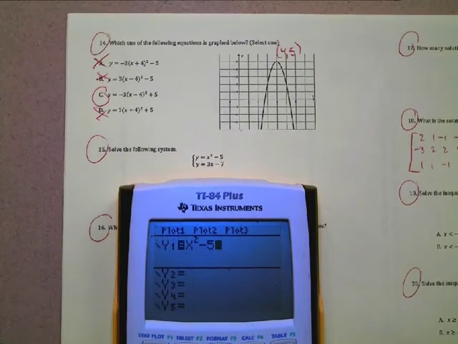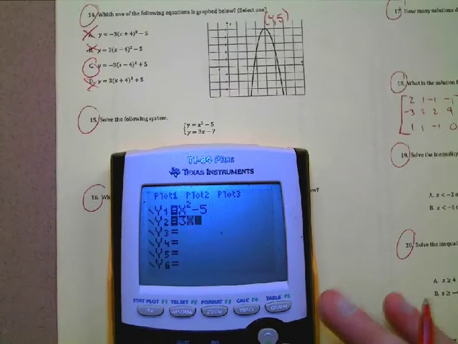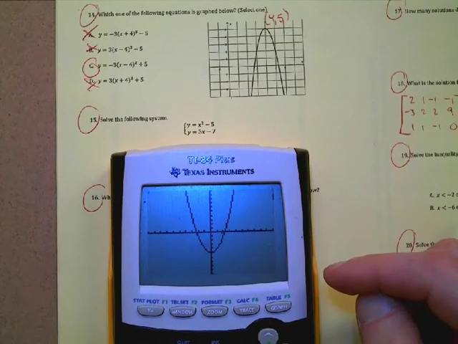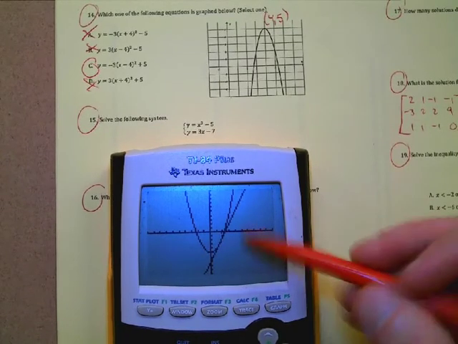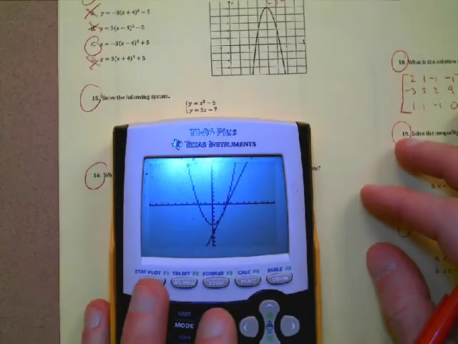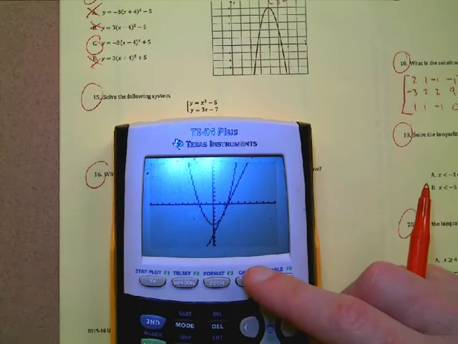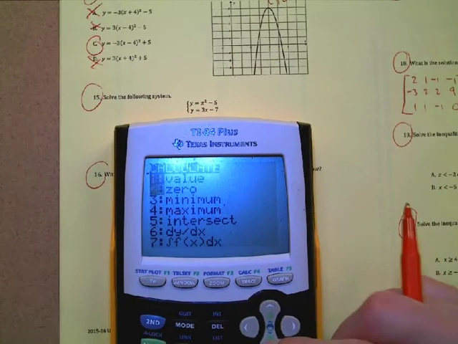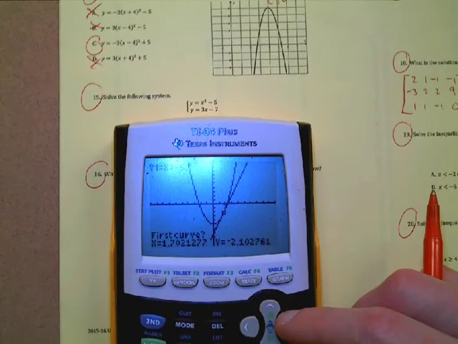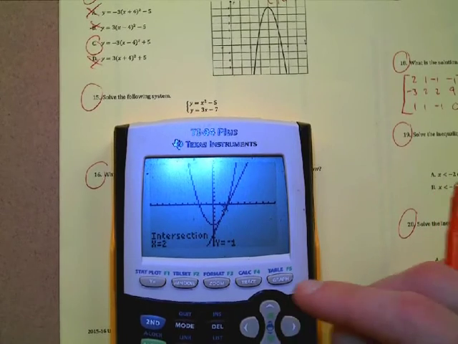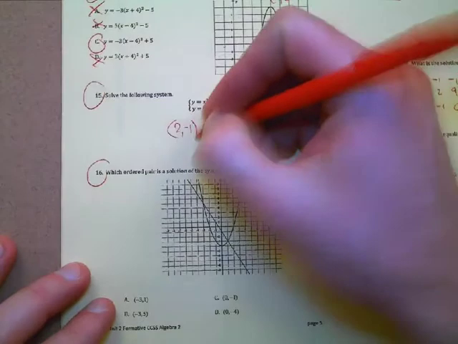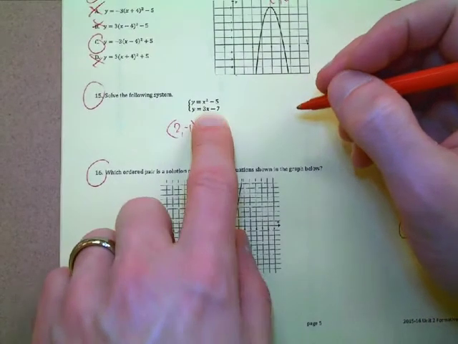Graphing calculator. Okay, type in x squared minus 5. Type in 3x minus 7. Graph it. Okay, where are the solutions for this system going to be? Where the graphs intersect. So to find the intersection point, second trace, and go down to intersect. Okay, and then go close to the point of intersection. Looks like it's right there. Hit enter, enter, and then enter again. Boom. 2, -1 is your solution.